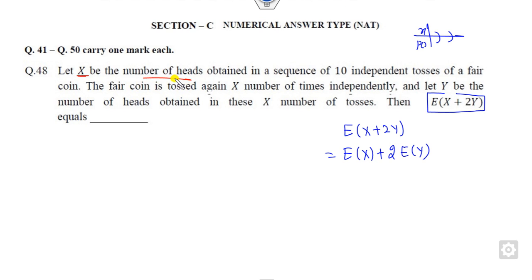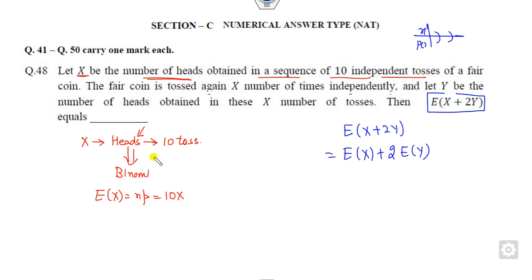Let X be the number of heads obtained in a sequence of 10 independent tosses of a coin. So X is the number of heads after tossing 10 times. That's very simple. Which distribution is it? That's a binomial. Once it's a binomial, what is the expected value? That is nothing but np. n is how many times you toss, 10 times. What is the probability of a head? That is half. So the expected value of X is 5.